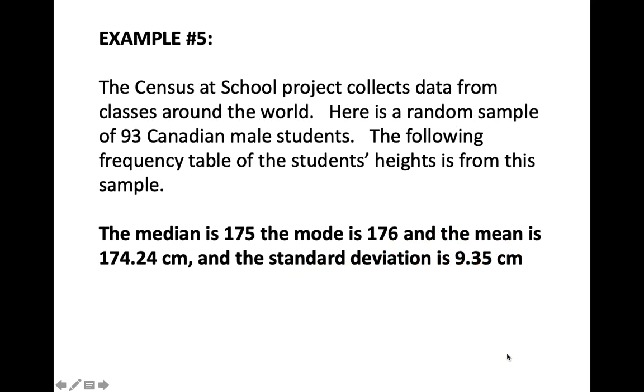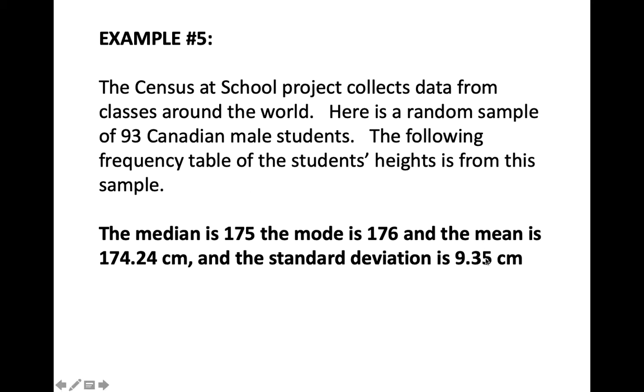We're going to take a look at an example where they are asking you to evaluate whether or not this particular situation seems to be distributed normally. In the text of the question, you can see that it's called the Census at School project. They've collected data from classes around the world, and this is a random sample of 93 Canadian male students. There's a frequency table that came along with it too, which we'll look at in a minute, and it is talking about the heights of students.